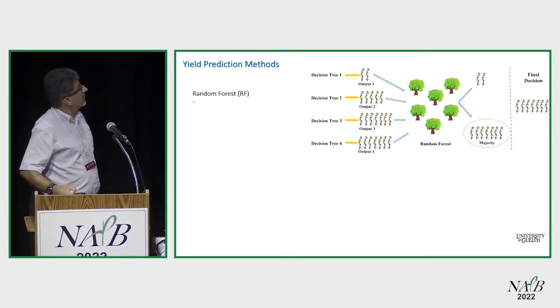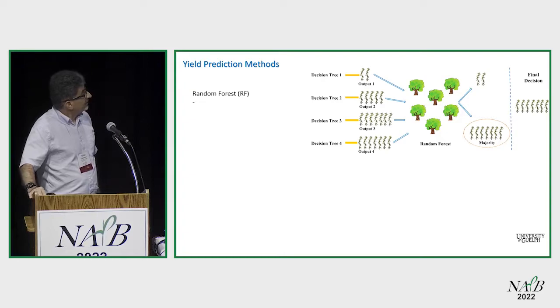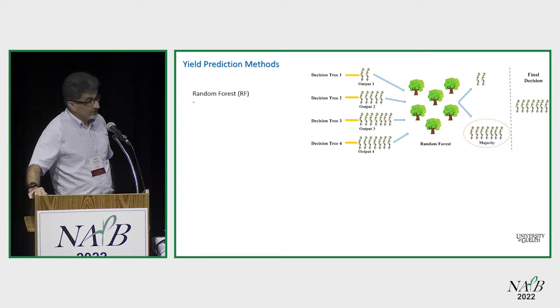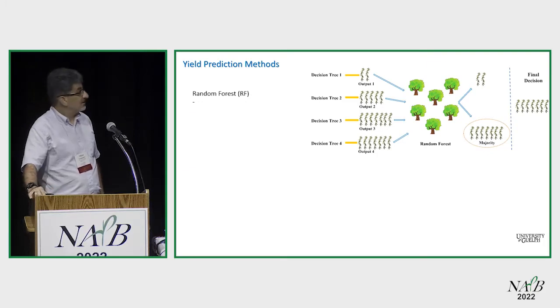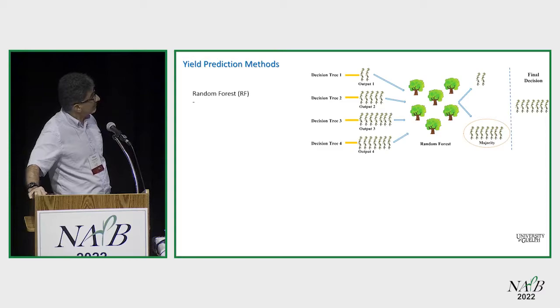We also use random forest, a very common machine learning algorithm in different areas, including breeding, which is an ensemble of independent decision trees, a different class compared to the previous machine learning methods.